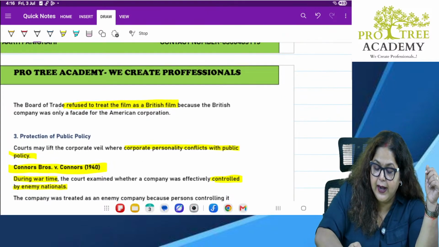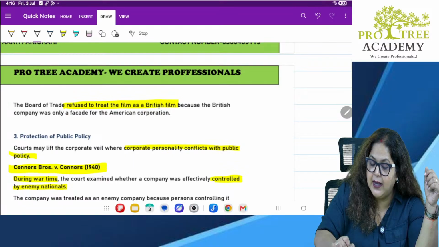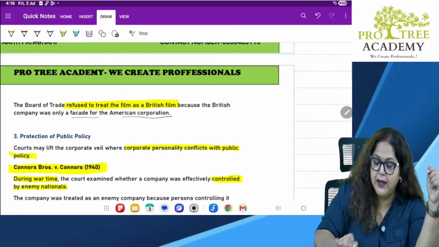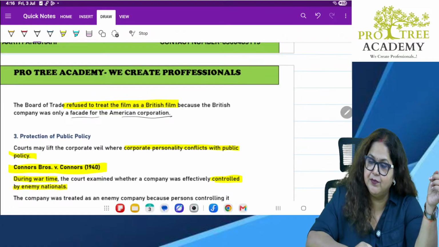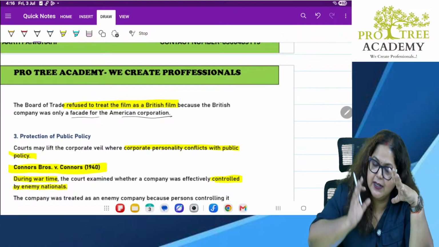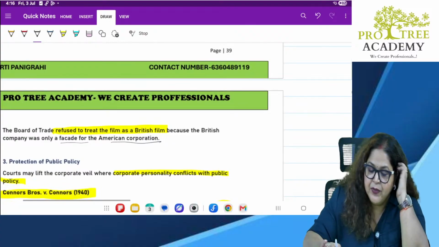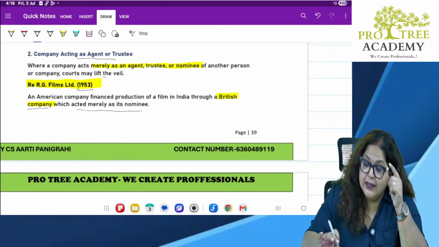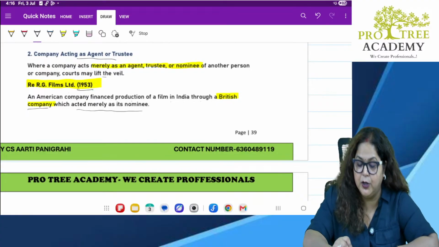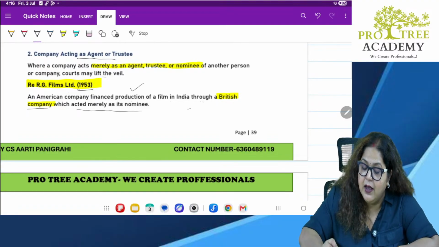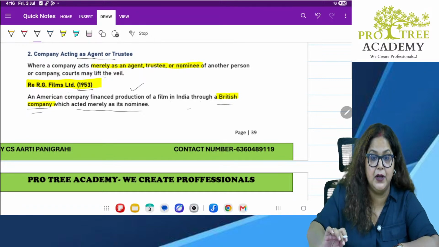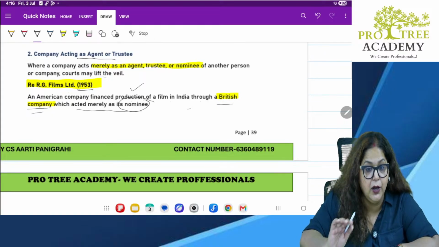So the Board of Trade refused to treat the film as a British film because the British company was only a facet for the American corporation. What is the meaning of facet? Mask. Yes, facet is the mask. Okay, mukhota. So guys, what happened here? This American company wanted to make a picture in India. They wanted to produce a movie in India. But they had not shown that it is the American production. What they had shown? Through the British company. And this British company was just a nominee of that company.